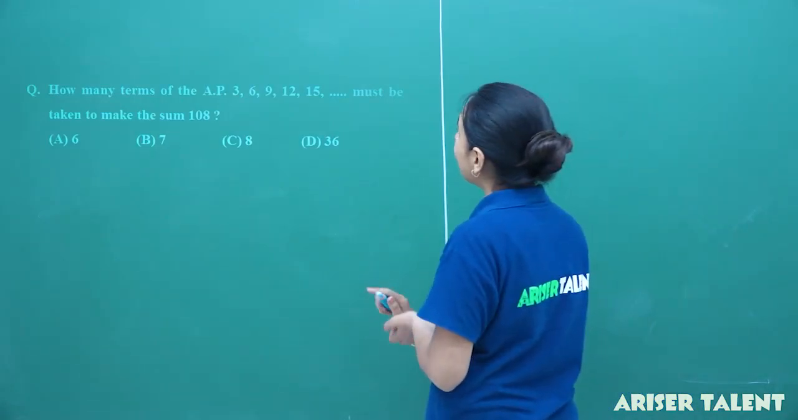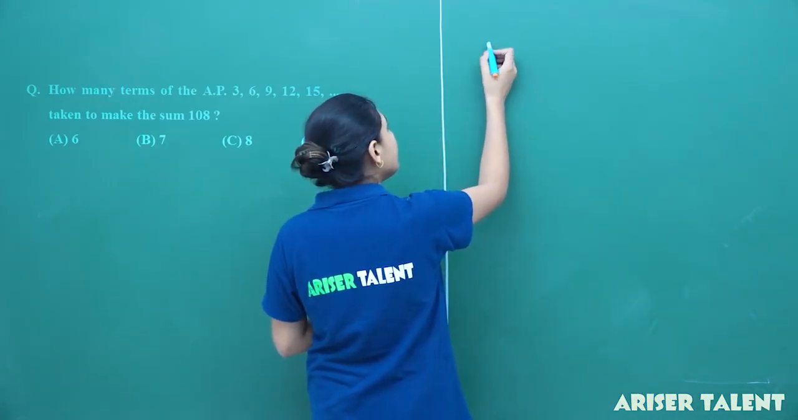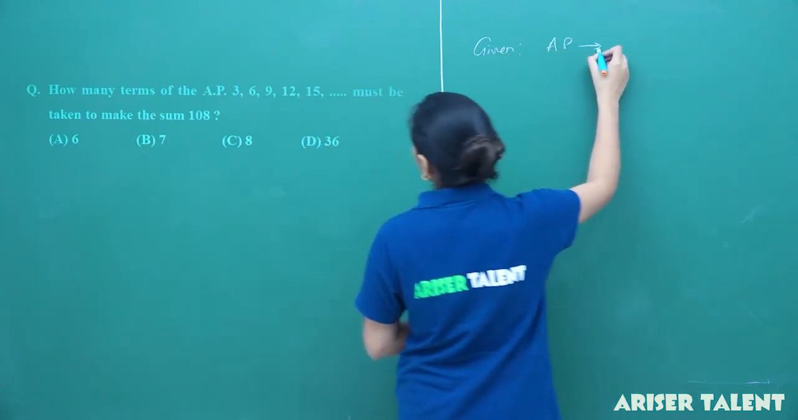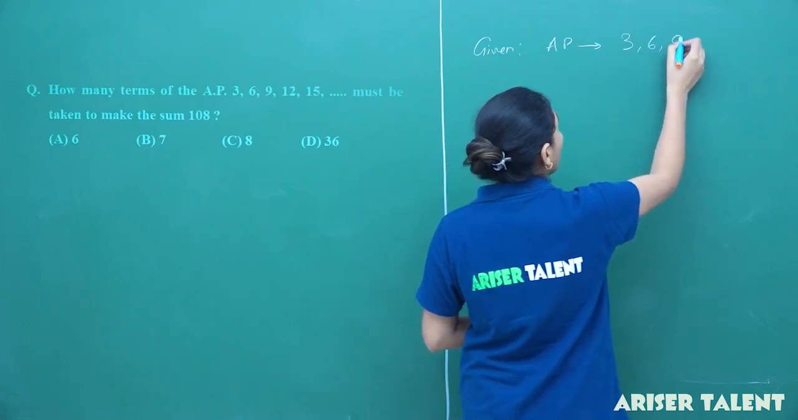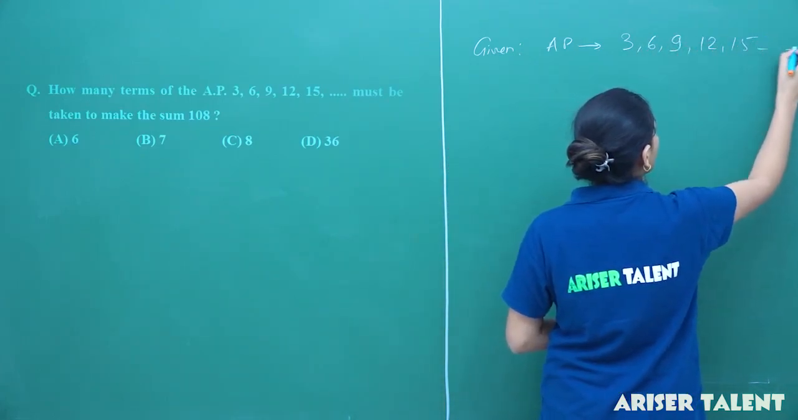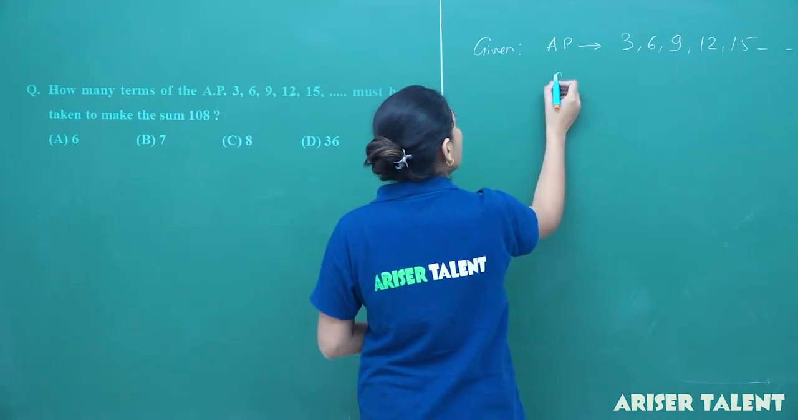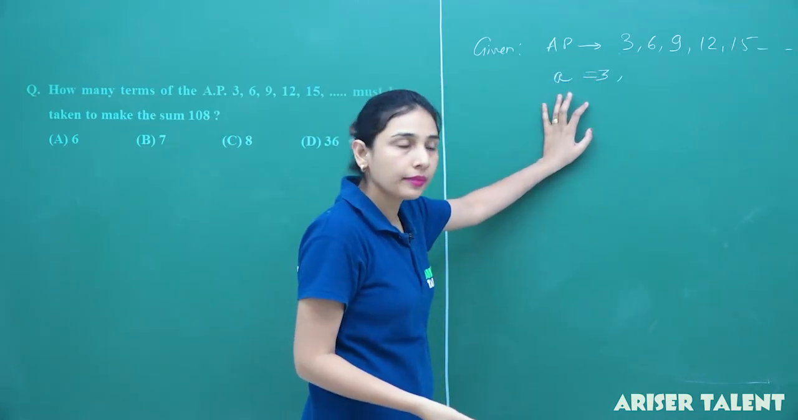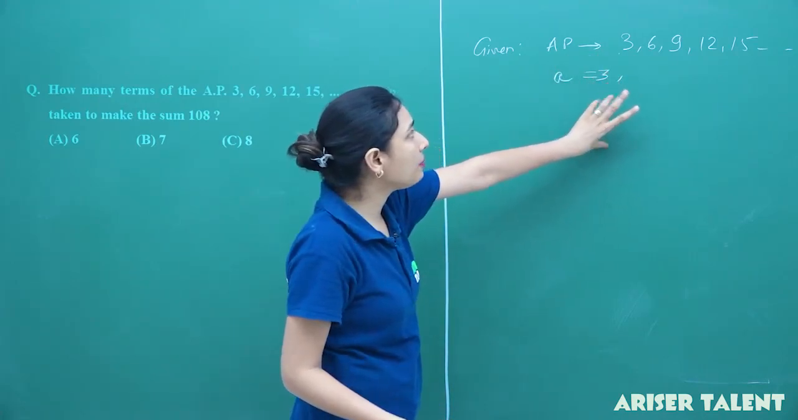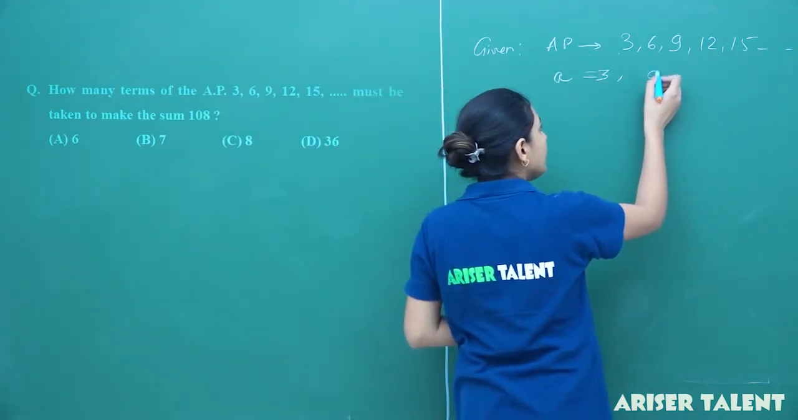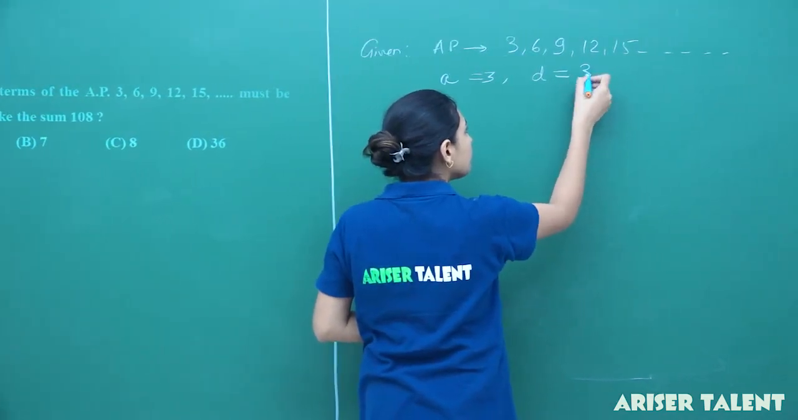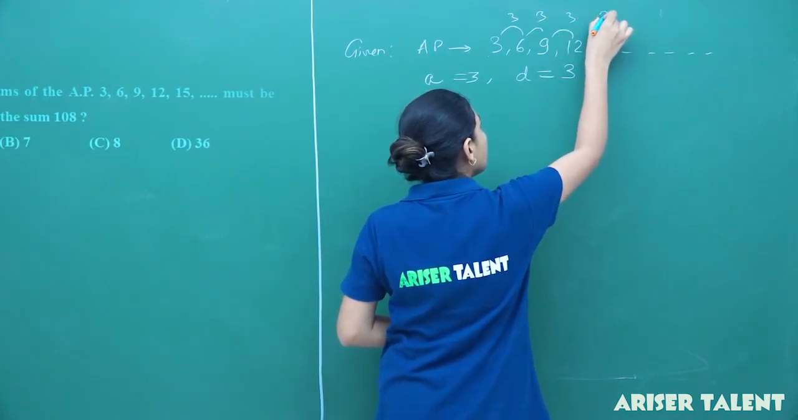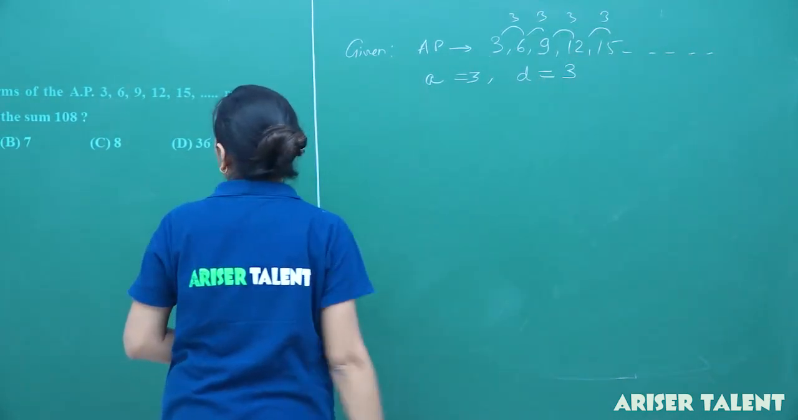So, how many terms are in the AP? What we will do is write our given AP: 3, 6, 9, 12, 15 and so on. Right. So, this means A equals 3. These are given parameters. You just have to look at the AP and you will find it. And the common difference, you will tell me now. What is the common difference? 3, right? 3 here, 3 here, 3 here and 3 here and so on. So, 3 will be the common difference.